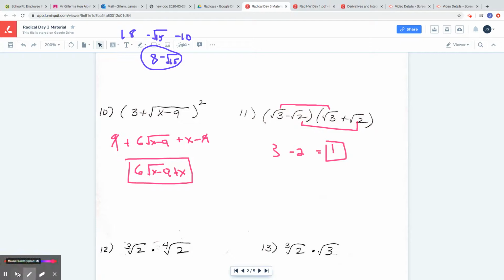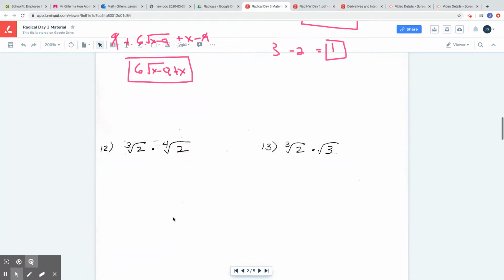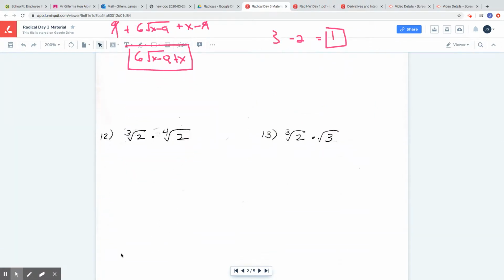All right. 12. Last 2 here. Now, what you should notice is that these are different roots. So we can't multiply just 2 times 2 is 4. So what we need to do is convert this to a rational exponent. We learned about this last class. This is 2 to the 1/3. This is 2 to the 1/4.